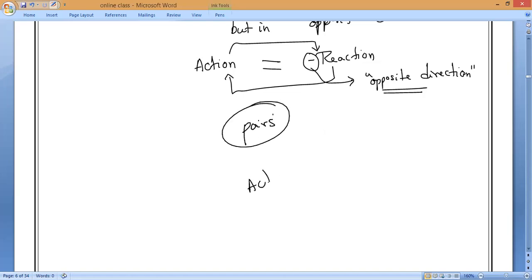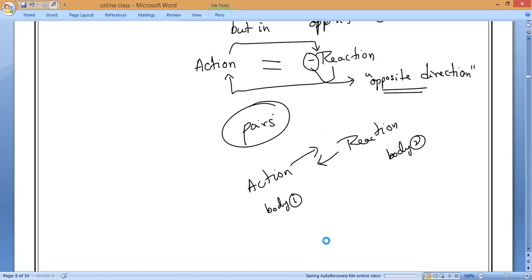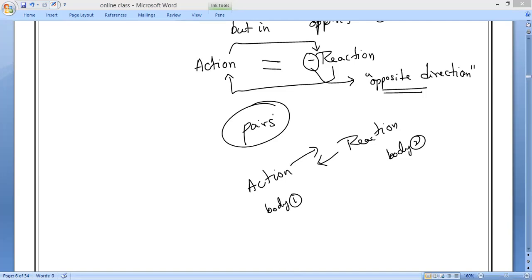So the action should be done by one body and the reaction should be done by another body. Body one exerts the action, and the reaction is on body two. Always the force is exerted between a pair. That is why a single body cannot exert action and reaction both. Understand? So always remember that two bodies are involved in Newton's third law, and they do not cancel each other.